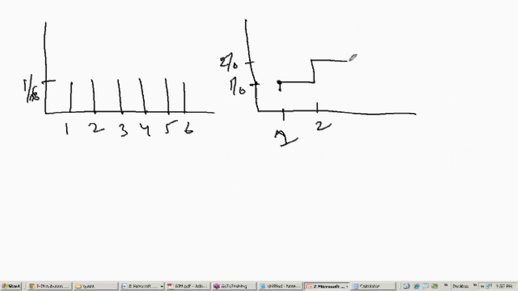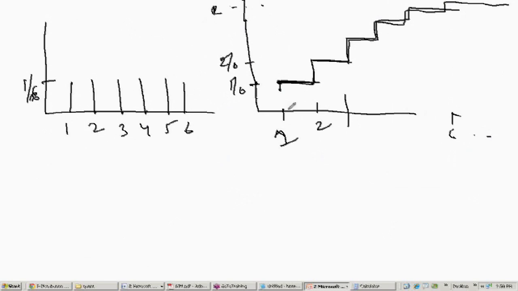Others are 0, so it will rise this way. It is 1 by 6 from 1 to 2. At 2 it gets a jump. From 2 to 3 it is 2 by 6. Then it jumps to 3 by 6, 4 by 6, 5 by 6, and from 6 onwards it is 1. That is your cumulative distribution function.